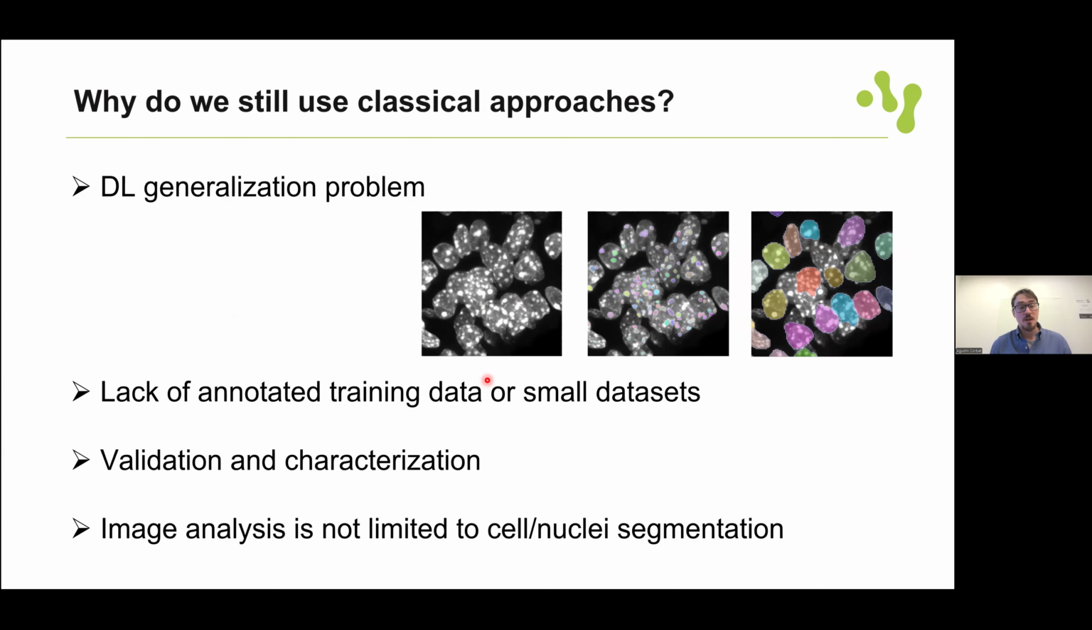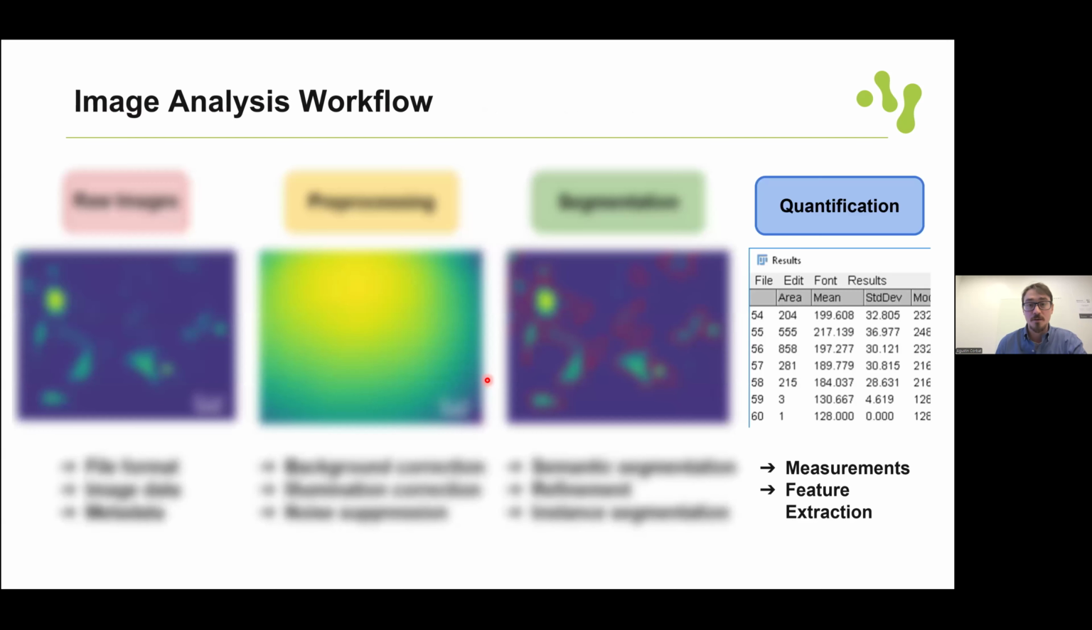And last of all, image analysis is not always limited to just cell and nuclei segmentation. You might want to segment other things. So that's why sometimes using a classical approach is the best way or the fastest way. So let's say we already have our instance segmentation and we want to do our quantification from this.